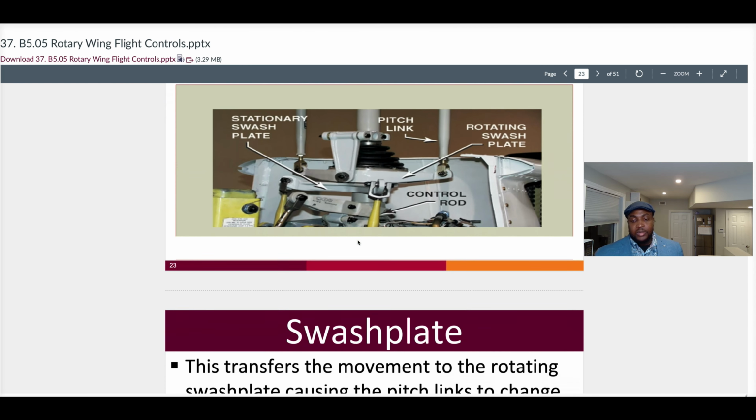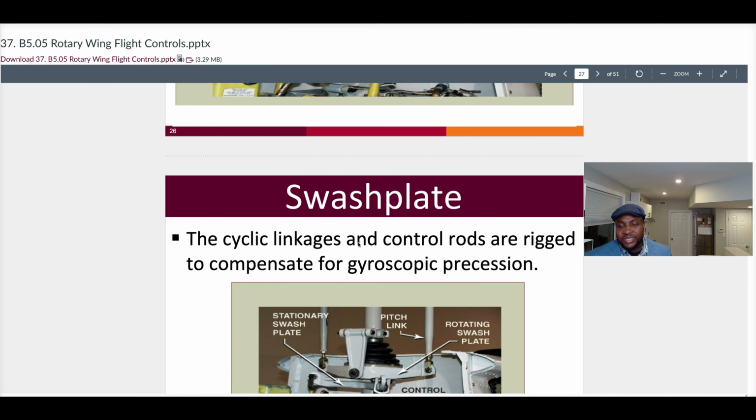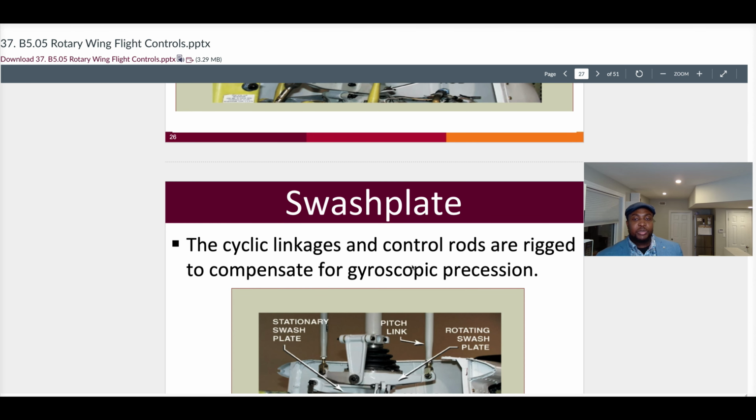The cyclic linkages and control rods are rigged to compensate for gyroscopic precession. Remember, we talked about gyroscopic precession, and we said this is a tendency that a disturbance felt in the rotor system will be felt approximately 90 degrees later in the direction of rotation. The swash plate assembly is used to compensate for this, to simplify flying for the pilots.